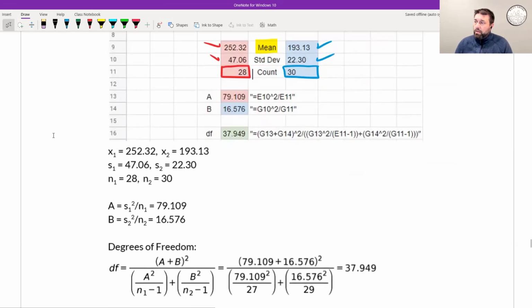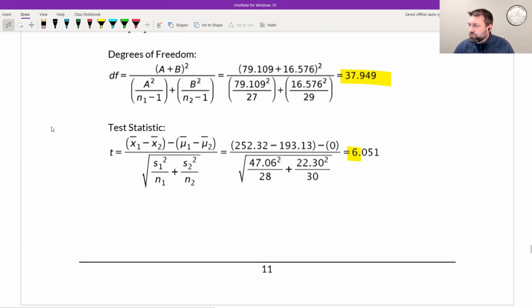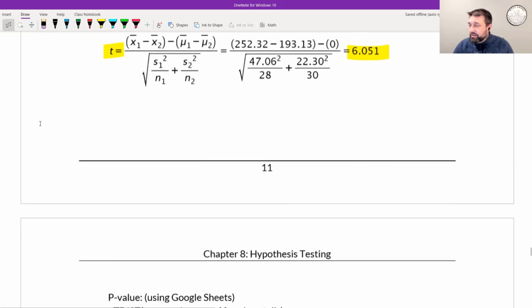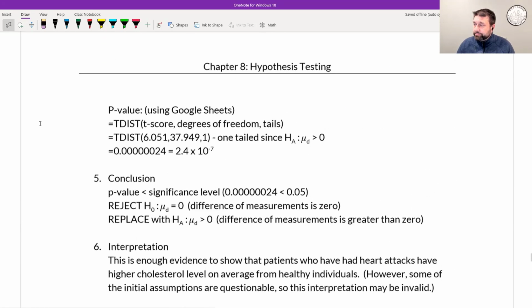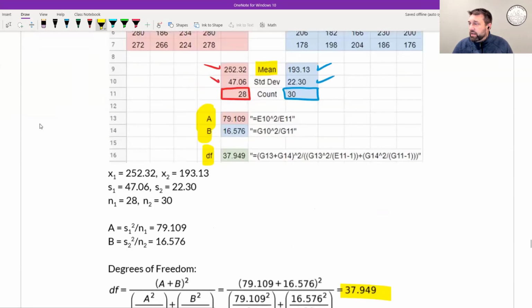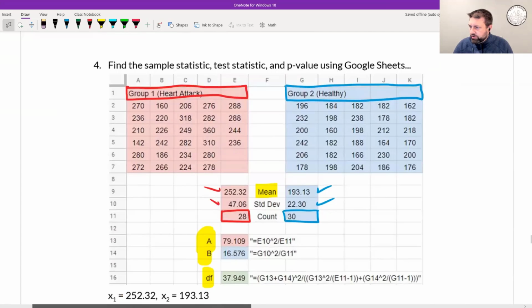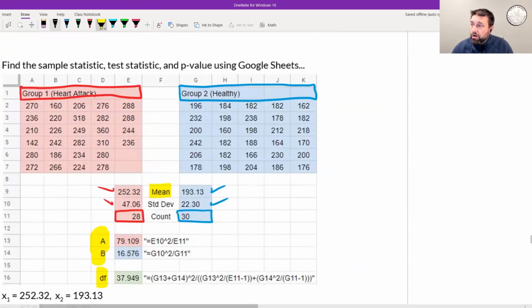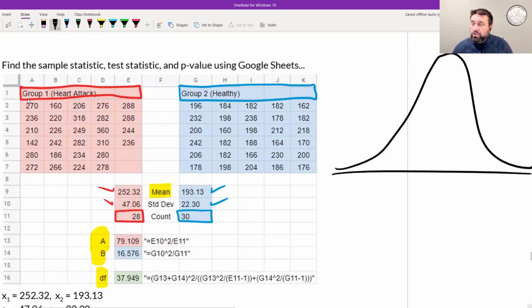So Google Sheets does all of the calculations for you. It finds the value for A, the value for B, the degrees of freedom. It plugs all of these values in to find the test statistic. And then upon finding the test statistic, it finds the area under the tails. So once again, if we go back up here, and I'm going to scoot over just a little bit here. If we were to draw this example, our null hypothesis is that there is no difference between the two of them. That is the null.